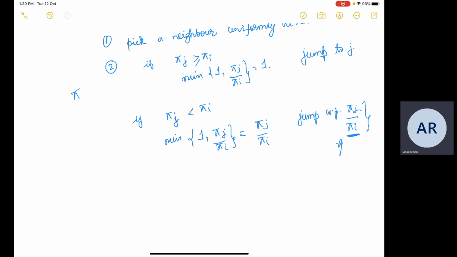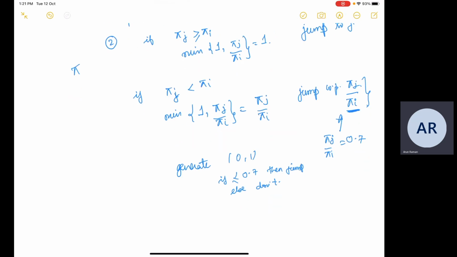If we are writing code, because we jump with probability pi j to pi i, we will generate a random number between 0 and 1, and check if that random number is less than pi j by pi i. Suppose pi j by pi i is 0.7. Then we will generate a random number between 0 and 1. If it is less than 0.7, then jump, else don't. This is how we will implement this.